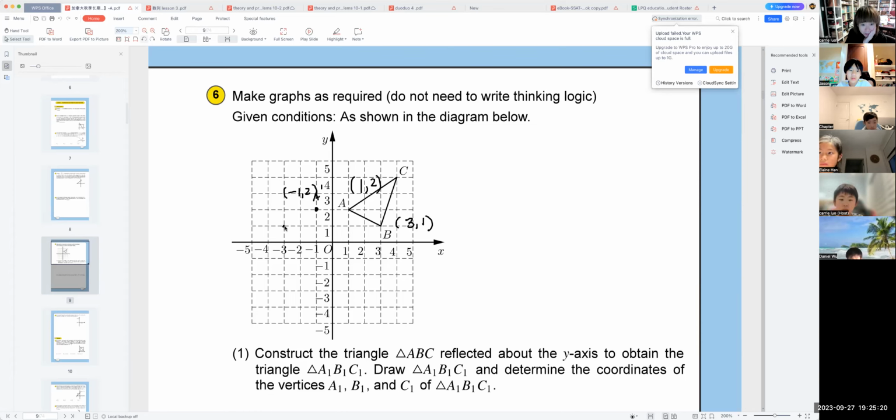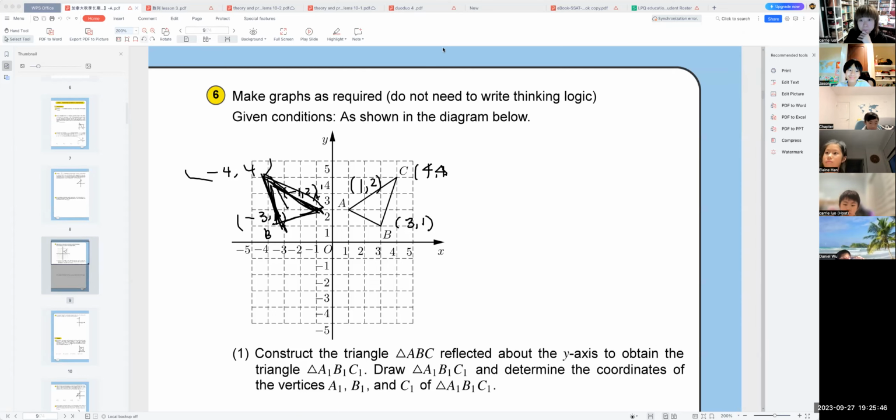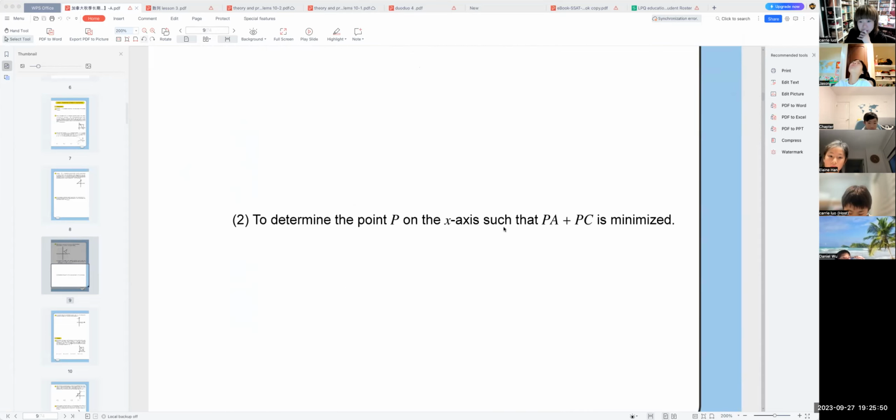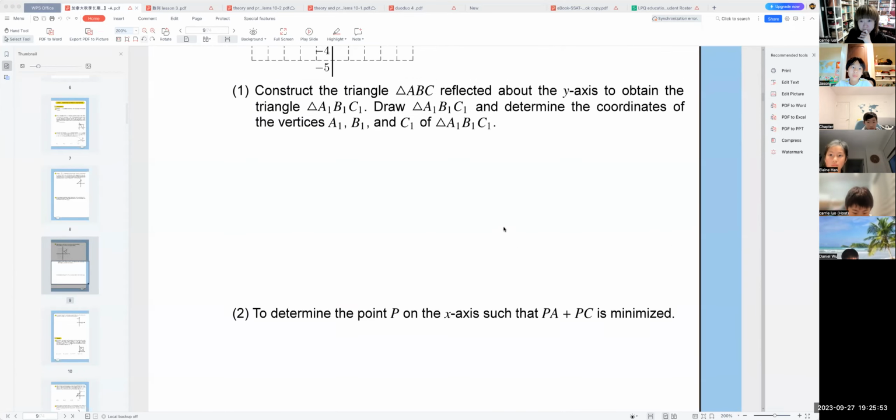And B is 3 and 1, so over there it's negative 3 and 1. That's B. And C is 4 and 4, so over there it's going to be negative 4 and 4. Get it? And you draw them out. It's something like that. My drawing is terrible. Okay, this is just the figure reflected across the y axis. Very easy. We can just draw it when you're having the class.